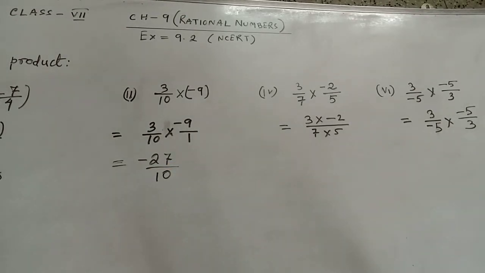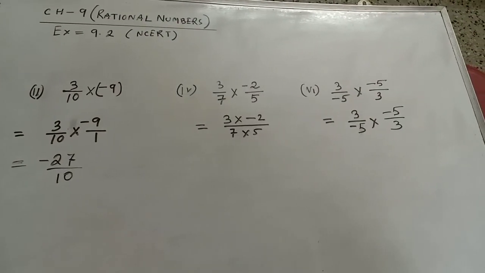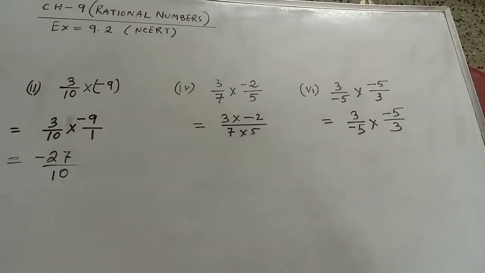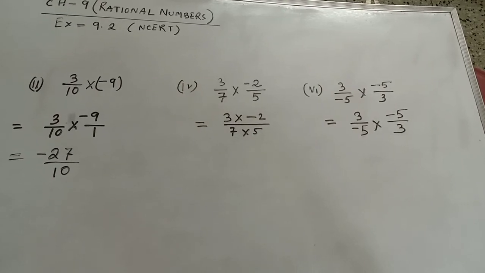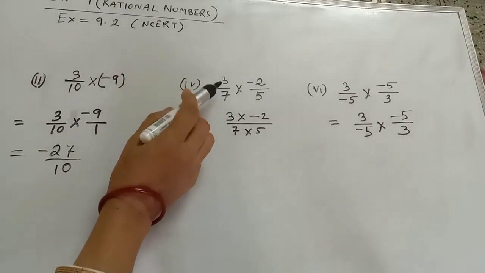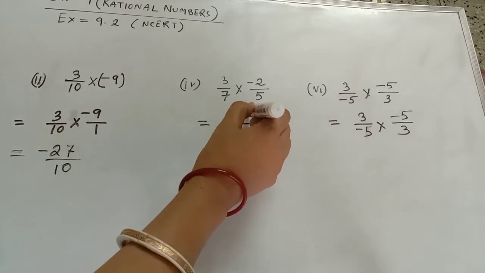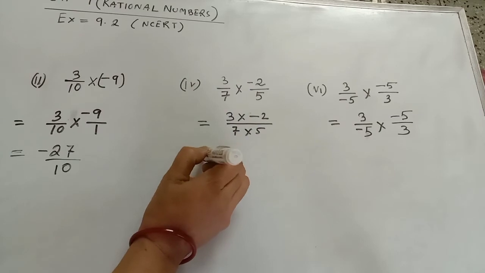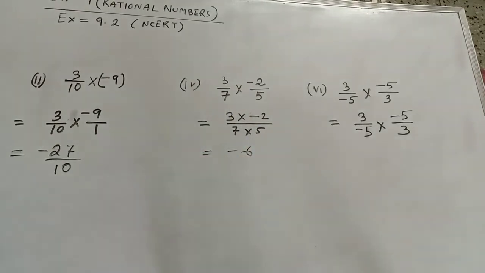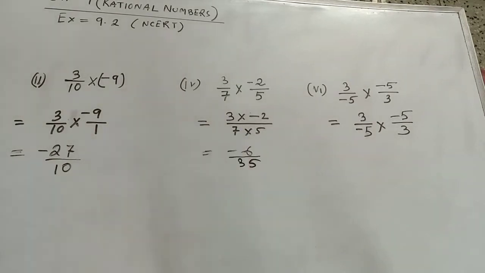Same as the next number also. You can see 3 by 7 into minus 2 by 5. So multiply numerator into numerator, 3 into minus 2. If you multiply, you will get minus 6, and if I multiply 7 into 5, then you will get 35. This is the answer of this sum.